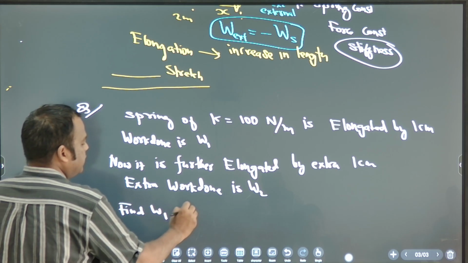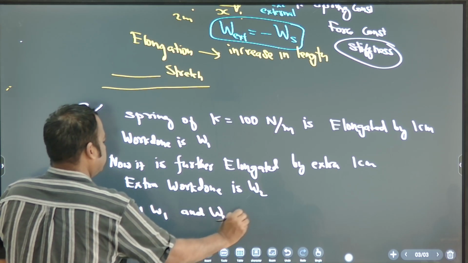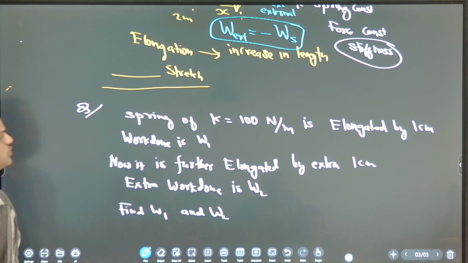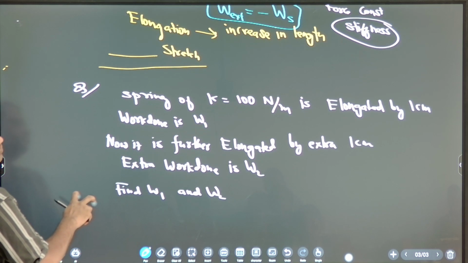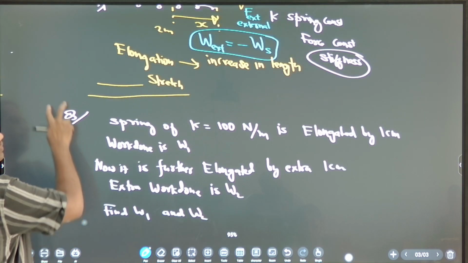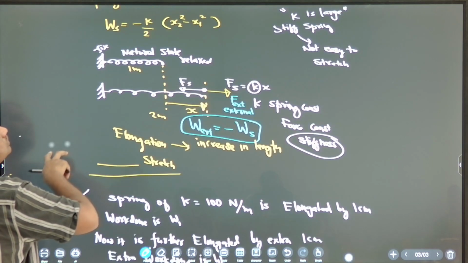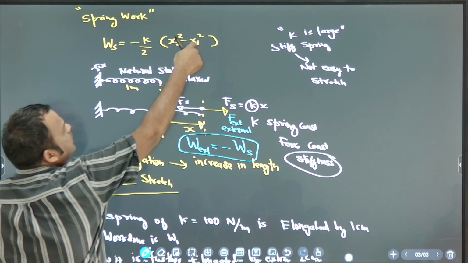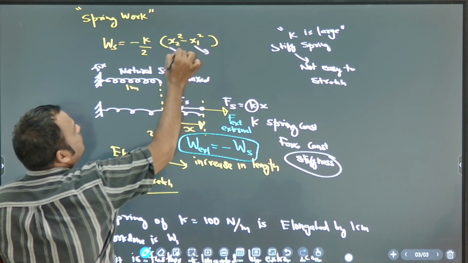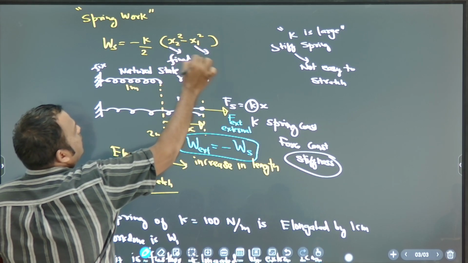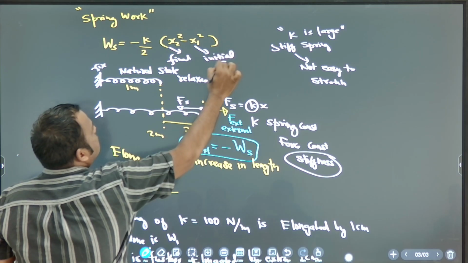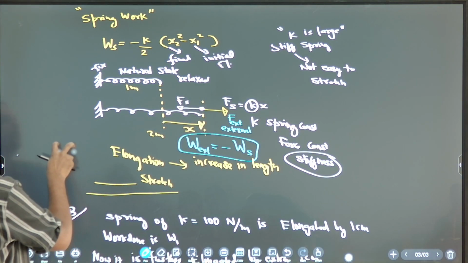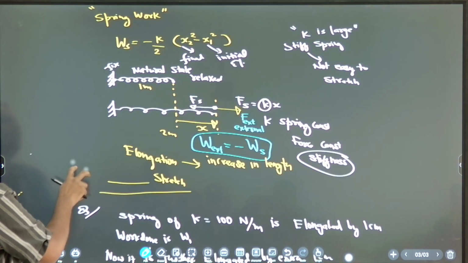Find W1 and W2. Okay. First you understand this. So remember the formula for spring work: minus K by 2 (x2 square minus x1 square). x2 means final elongation, x1 is initial elongation. Okay. You understand this. Final and initial elongation.